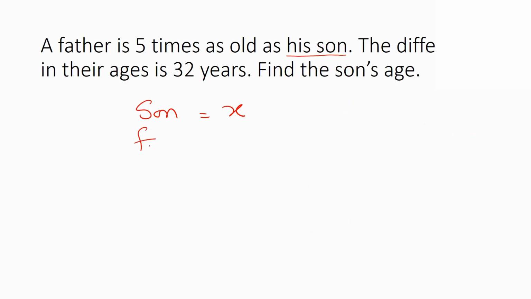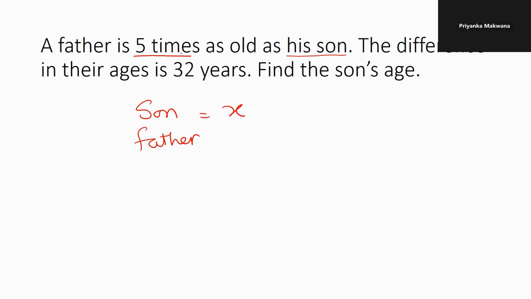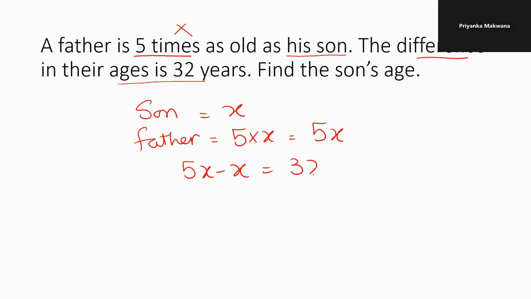And I know that the age of the father here is 5 times. When I say decode, it means decoding what the terms mean, which is multiplication here. So it's 5 times x equals 5x. Then it says the difference in their age. The difference in maths, I'm sure you all would know, is minus, right? Their age is 32 years. So 5x minus x equals 32 years.